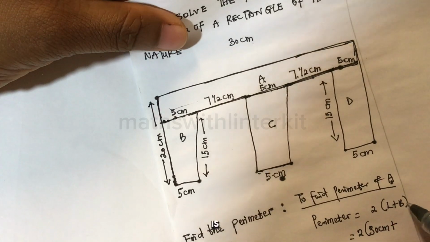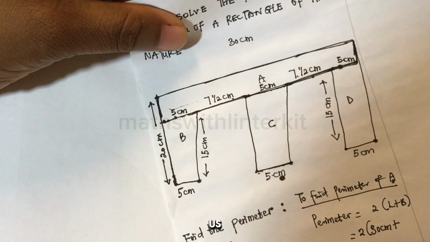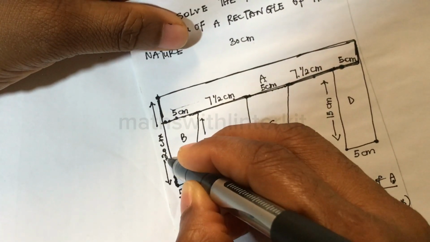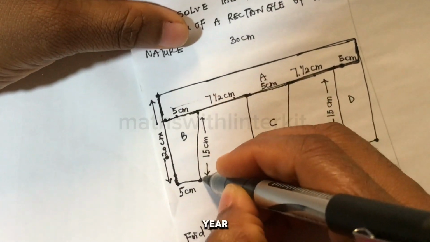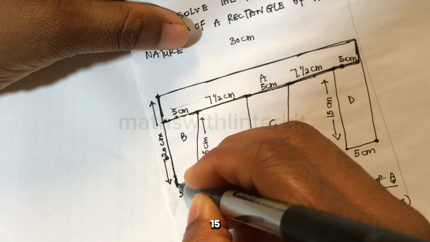So plus, what is the breadth? We weren't given the breadth, but we were given some clues that will make us derive the breadth. Now, we were given that from here to here is 20 centimeter, and from here to here is 15. If from here to here is 15, it also means from here to here is also 15.